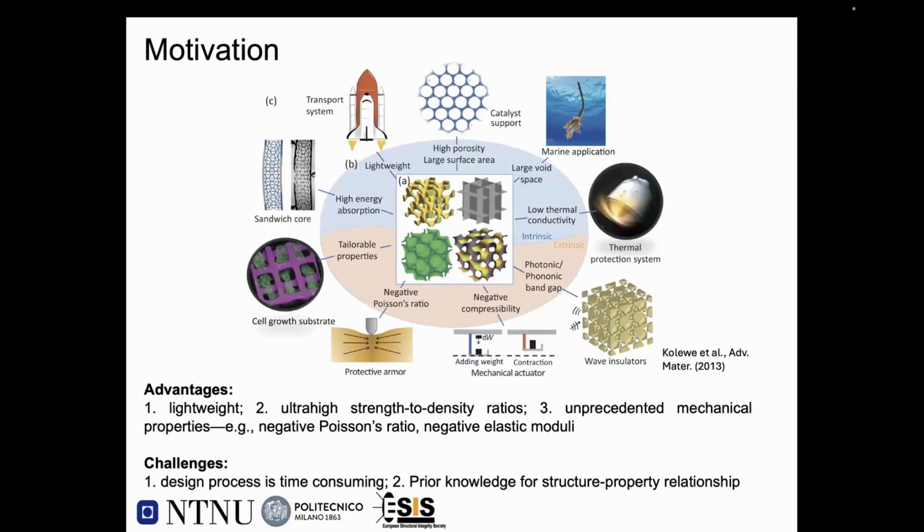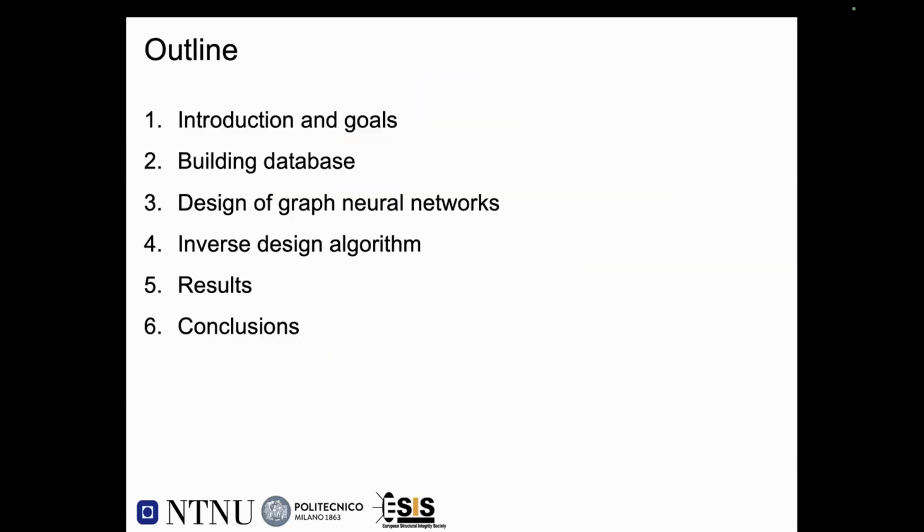However, we also find challenges in designing lattice materials, because the design process can be very time consuming, and it also needs your prior knowledge of structure-property relationships. In order to tackle these challenges, this is our aim. This presentation is divided into 6 parts. I will tell you how we build our database and how we build the graph neural networks. Finally, I will introduce the inverse design algorithm.